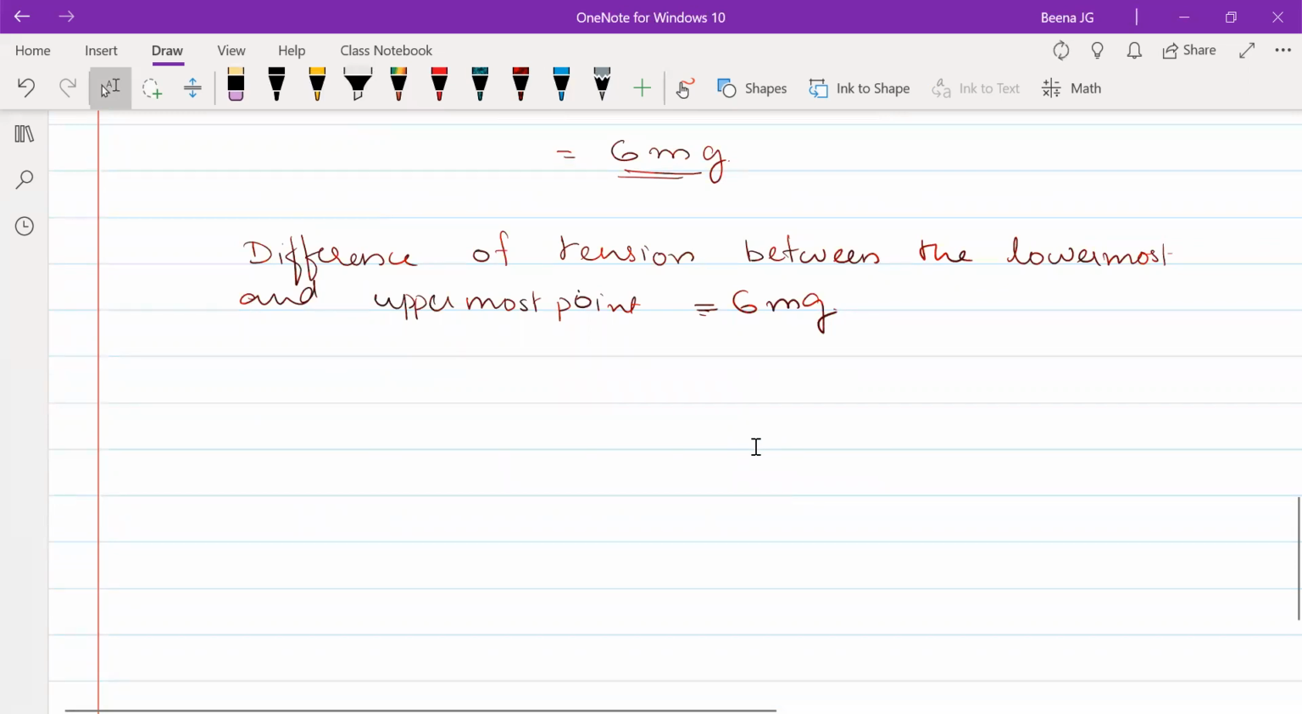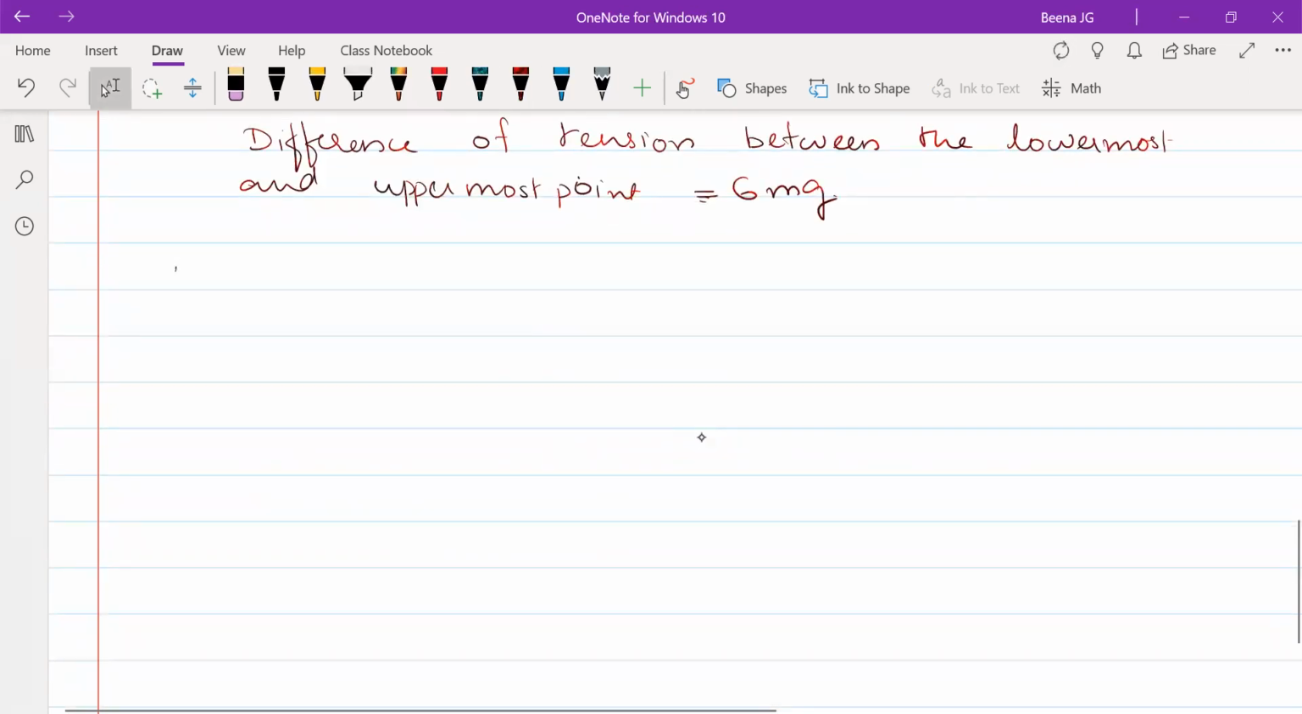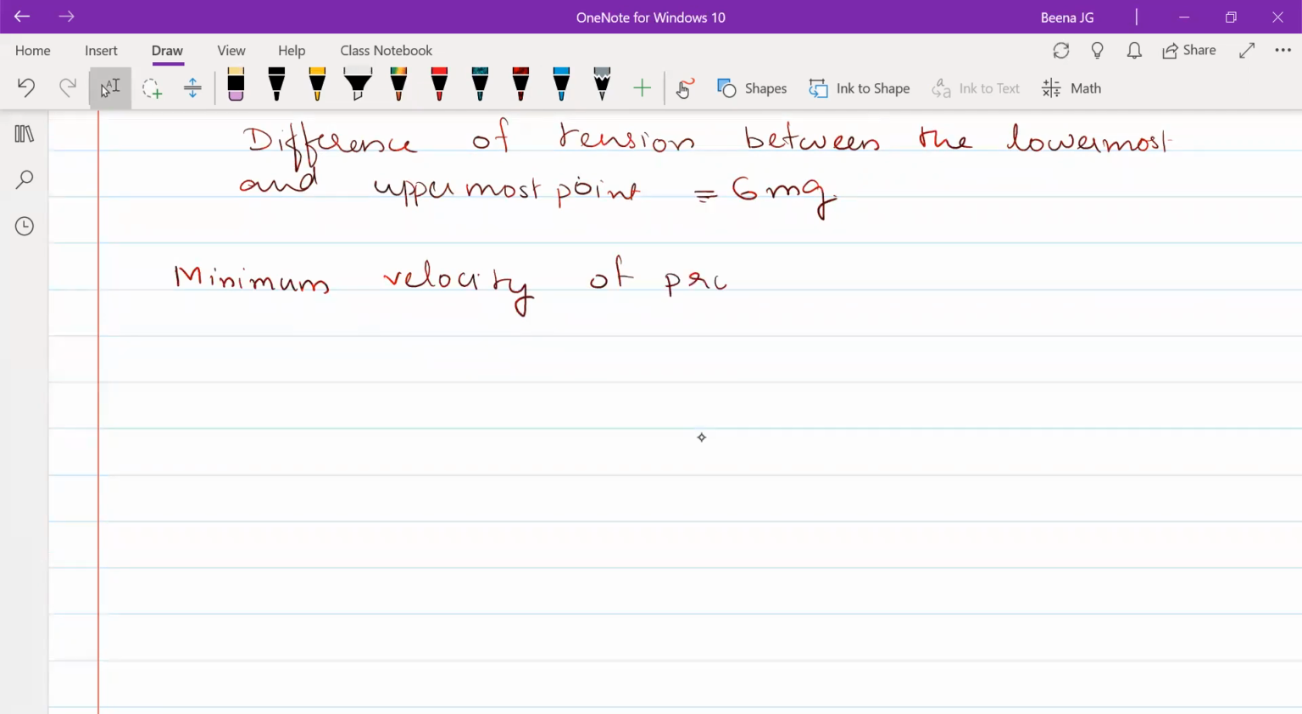And now we are considering what is the minimum velocity that has to be given to the particle so that it can complete the loop. So we are finding right now the minimum velocity of projection, that is when it's starting the motion from the bottom, this will be the minimum velocity at the lowermost point.